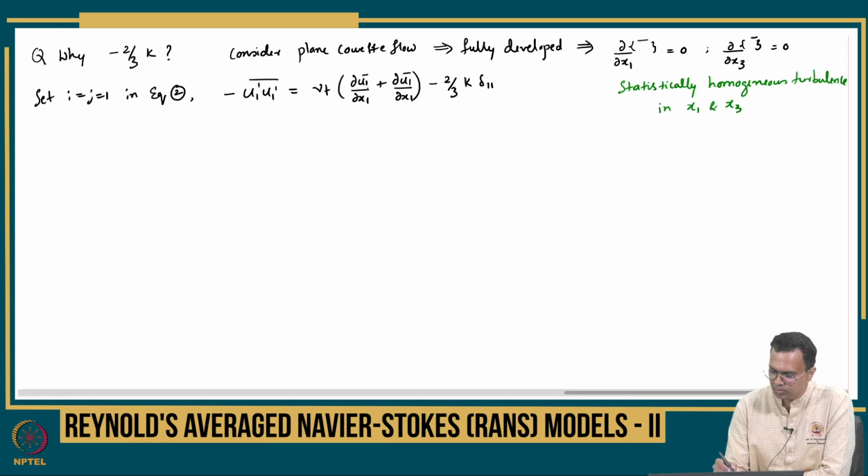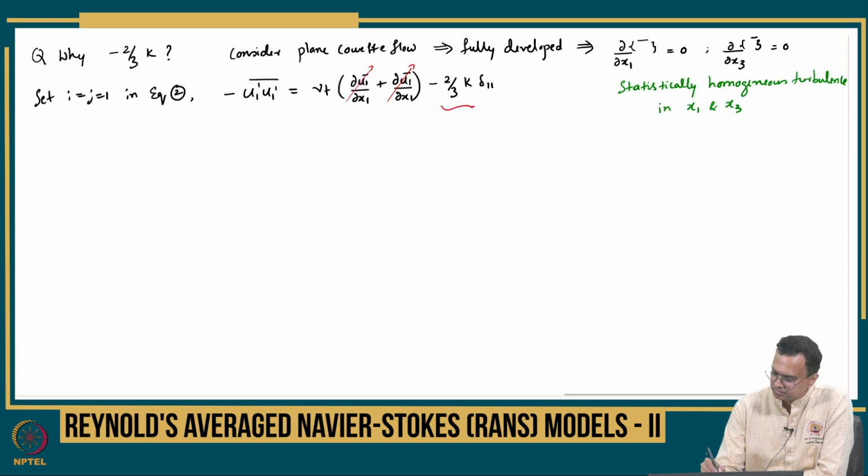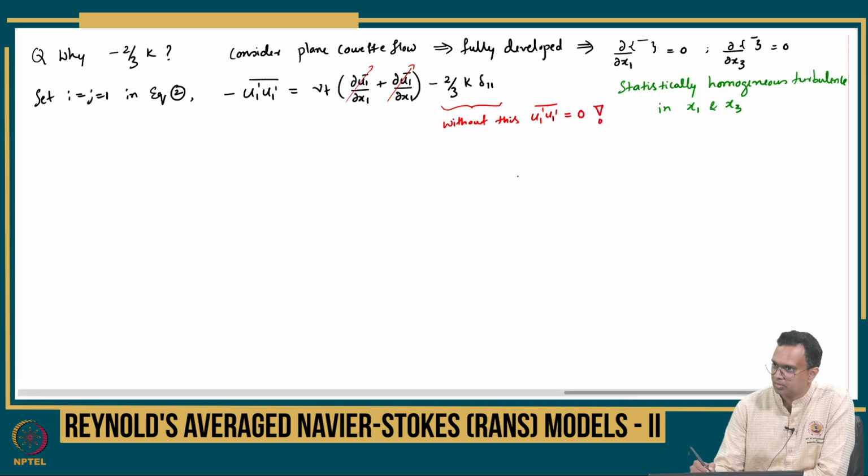Now what happens to this dou by dou x1 of a statistical quantity? It is statistically homogeneous here, right? So this term goes away due to statistical homogeneity. If I don't have this minus 2/3 k term, what will happen to your normal stress? It is saying 0. Your Boussinesq cannot set normal stress to 0. That is the primary stress that is being generated, that we have seen from data. So without this term, u1 prime u1 prime will be 0, okay. That is clearly wrong. From data we see that this is positive and it is the largest component in a plane turbulent Couette flow.